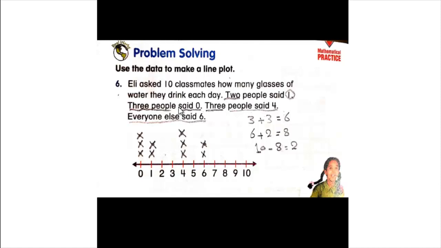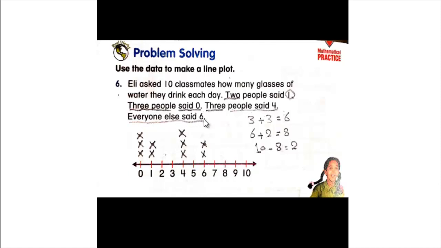Okay? And here, 3 people said 0. Here, in front of 0, draw 3 plots to represent 3 people. 1, 2, 3. And here, 3 people said 4. In front of 4, draw 3 plots to represent 3 people. Okay, 1, 2, 3. And here, everyone else said 6.